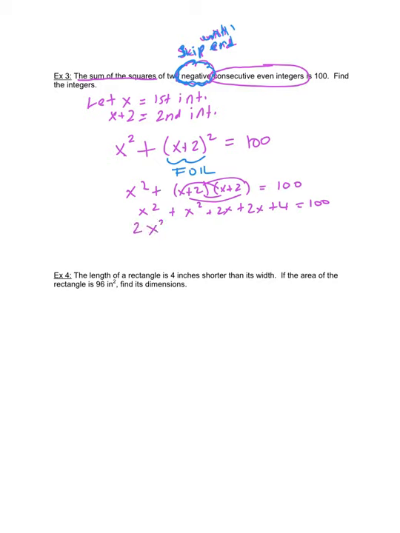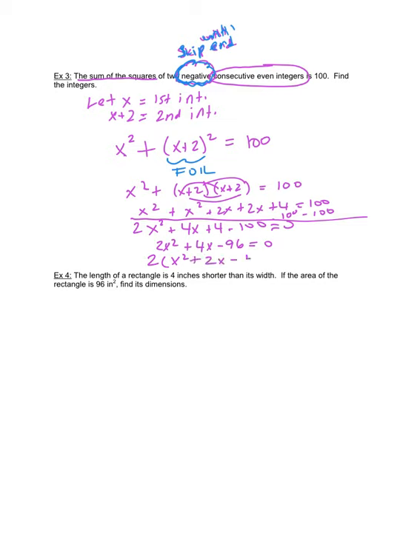You now have 2x squared plus 4x plus 4, and I'll set it equal to 0 from now. Subtract the 100. So minus 100 equals 0, because all quadratics have to get set equal to 0. So I now have 2x squared plus 4x minus 96, because 4 minus 100 equals negative 96. I'm going to factor that. Always look for a GCF first. I have a GCF of 2. So 2 times x squared plus 2x minus 48 equals 0.